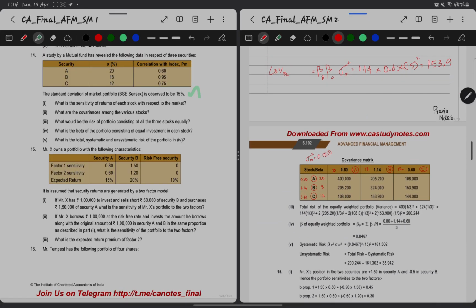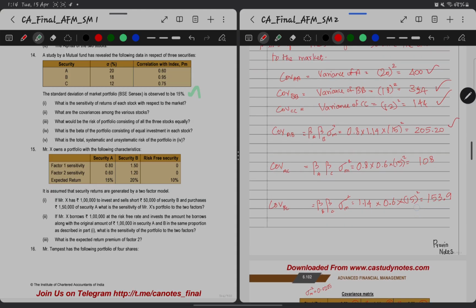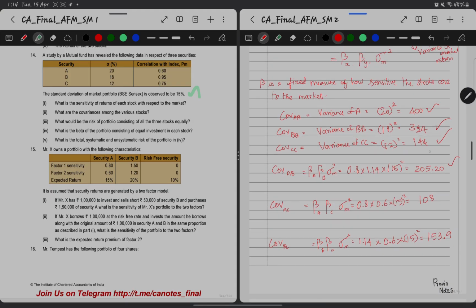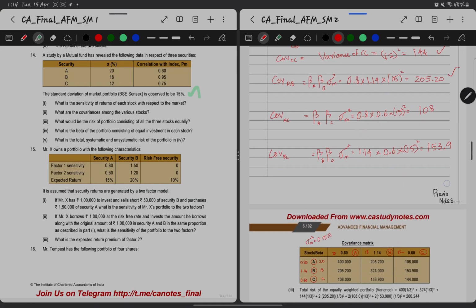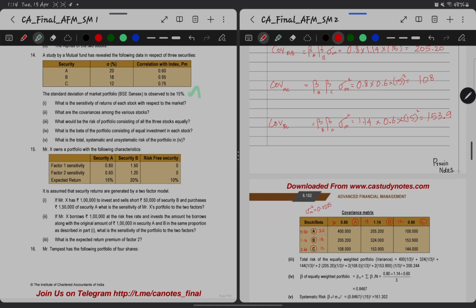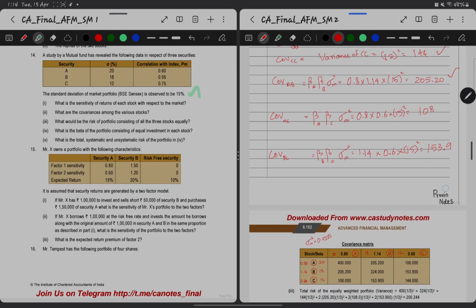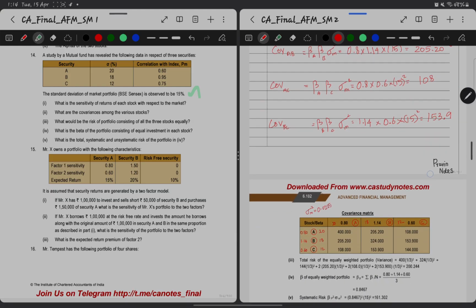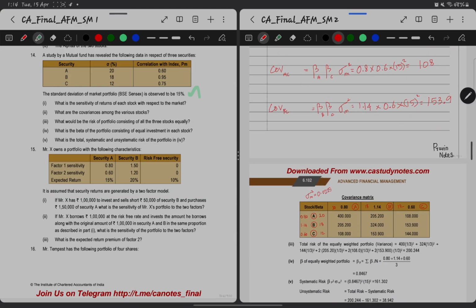Using this we can create the covariance matrix. A with A we got 400, then A with B is 205.2, then A with C is 108. B with A is nothing but A with B, both are the same, so 205.2. Then B with B we have 324. In the same way we complete the covariance matrix.